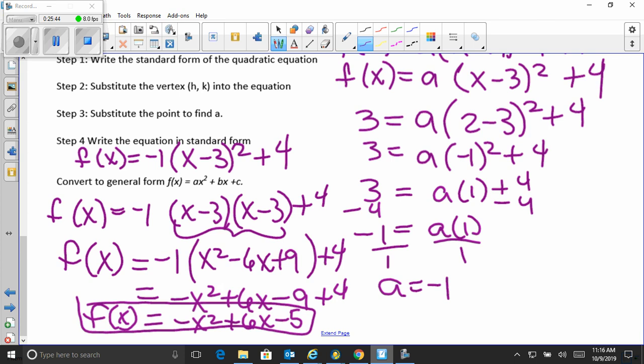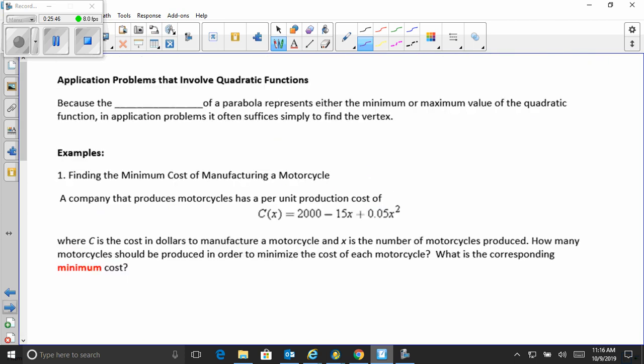Now, application. Because the vertex of a parabola represents either the min or the max of a quadratic function, in application problems that often suffices to just find the vertex. So here we have a function that's finding the minimum cost. So we know we're looking for the vertex, the lowest one.